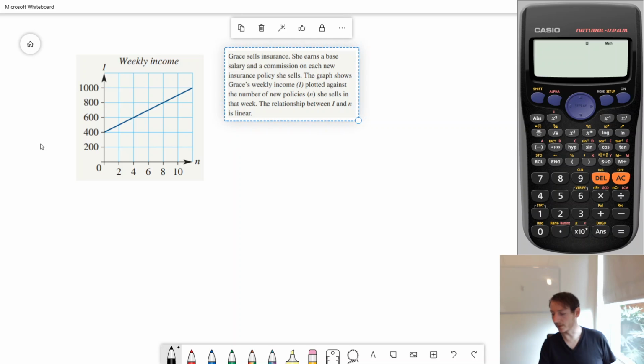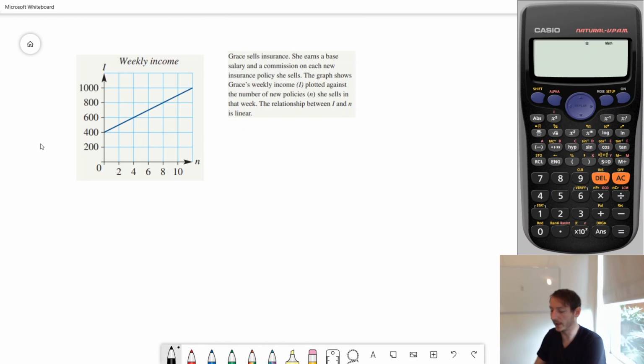So it says Grace sells insurance. She earns a base salary and commission on each new insurance policy she sells. That's a tongue twister. The graph shows Grace's weekly income, I, plotted against the number of new policies, N. So income per policies. You're thinking per, that is gradient. The relationship between I and N is linear. That just means when you graph it, you get a straight line, which if you look at corona cases, is not the case. It is very exponential, which is a worry.